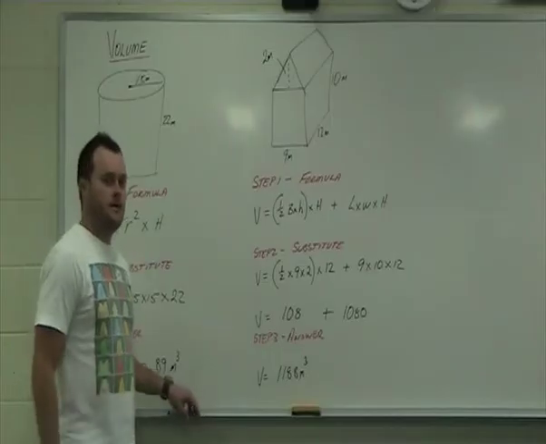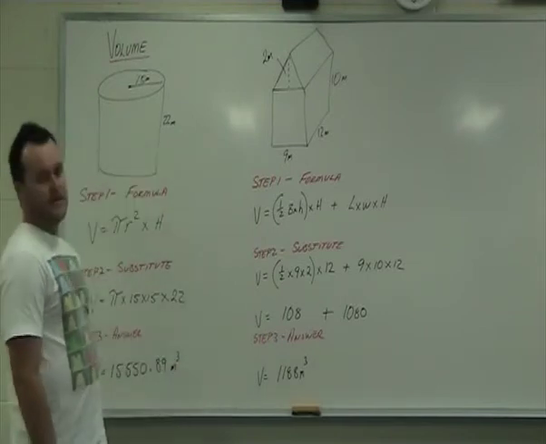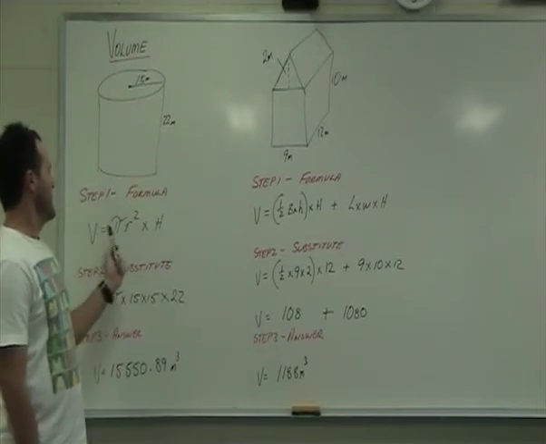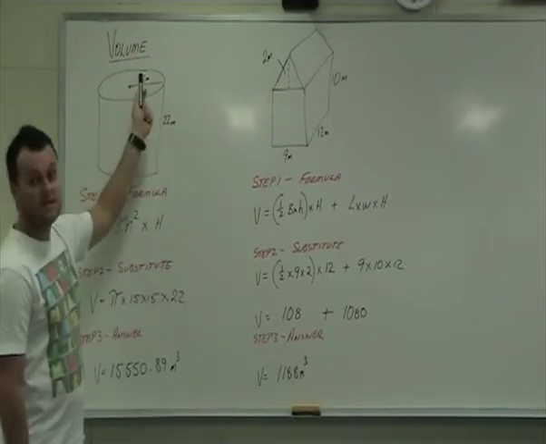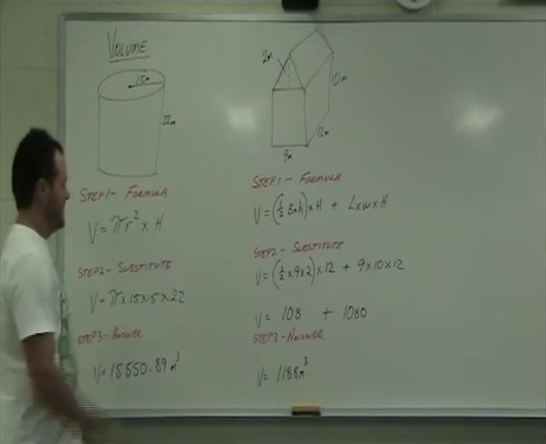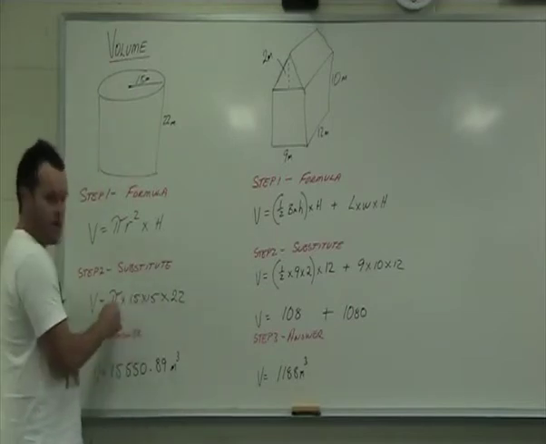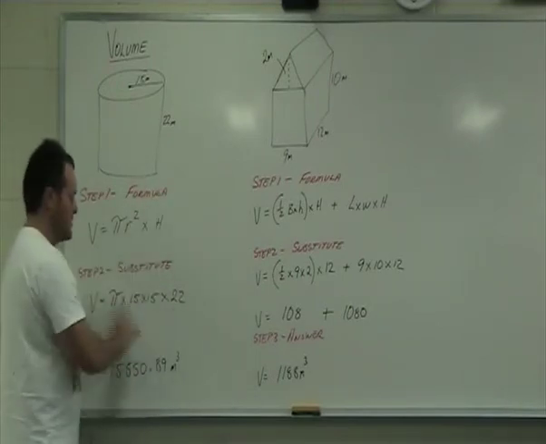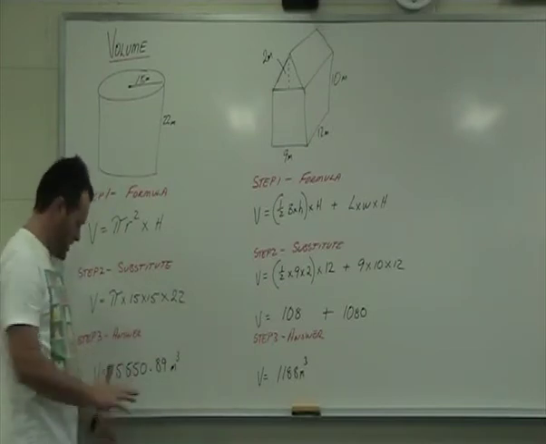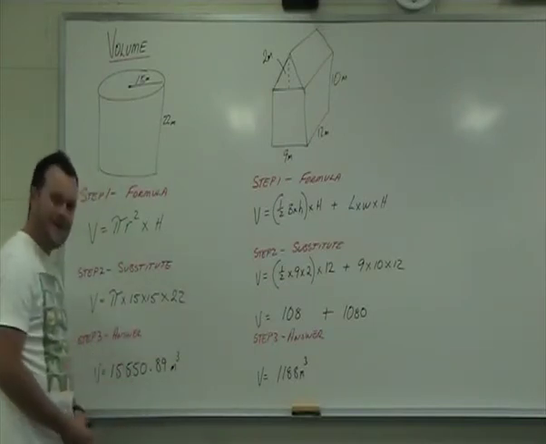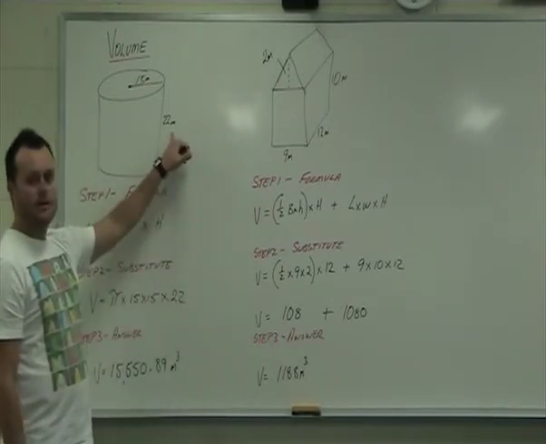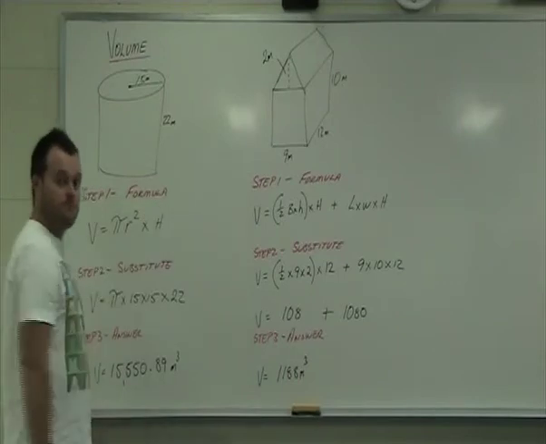Alright, welcome back, let's see how you went. First one's a cylinder, area of the base times the height. Step 1 formula, pi r squared, because we're looking at a circle, multiplied by the height. Substitute in pi times 15 times 15, because it's r squared, times the height of 22. Put it into your calculator. Get out an answer of 15,550.89 cubic metres. Alright, good. Hope you got that one right.